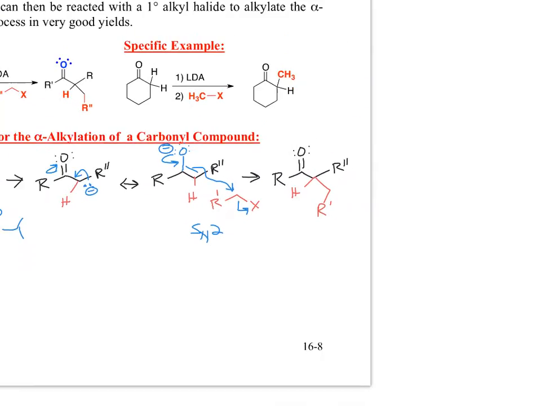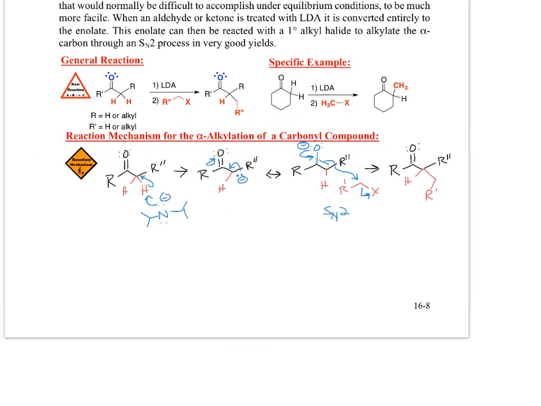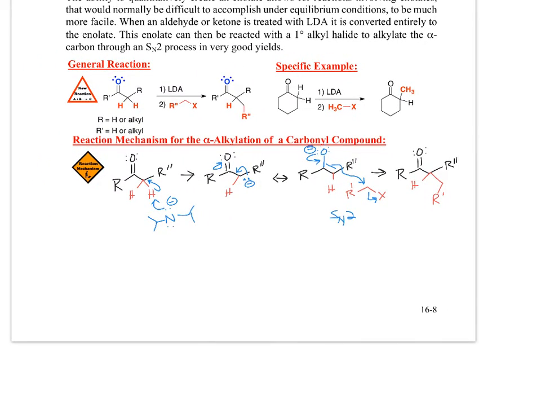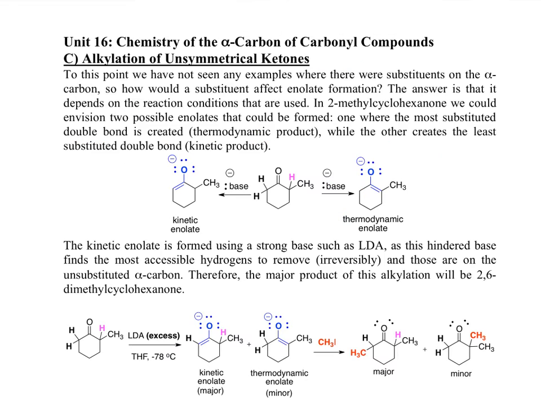So again, we've seen multiple reactions here where we've alkylated or added halogens to the alpha carbon, yet all the mechanisms are the same. All we're doing is changing out what our electrophile is. We started with a halogen, and now we're using alkyl halides doing SN2 reactions. So at this point, we haven't seen any examples where we've got substitution on the alpha carbon. And how would that substitution, if we had it, affect the reactivity of adding electrophiles to one side or another of the alpha carbon?